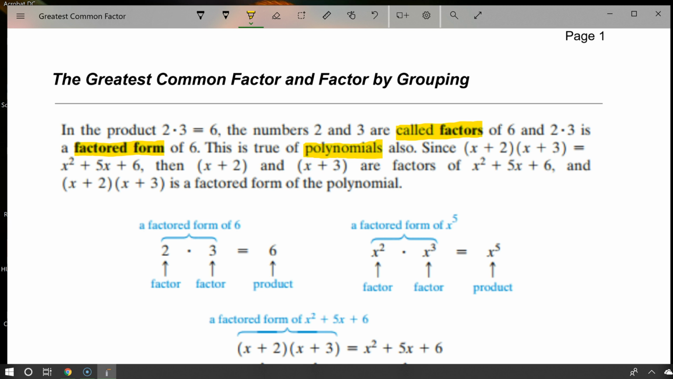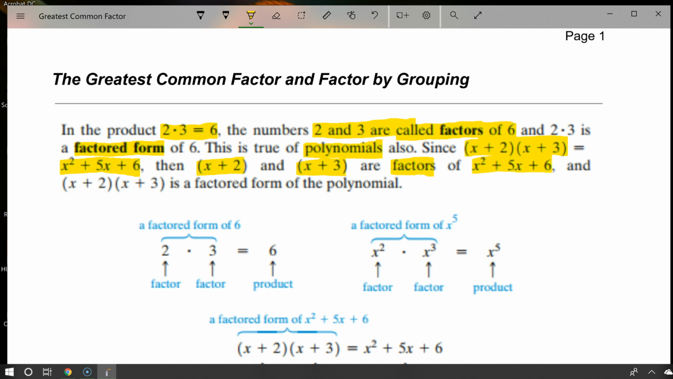And I'm going to read this here. It says, in the product 2 times 3 equals 6, we know that 2 and 3 are called factors of 6. And 2 times 3 is a factored form of 6. We can also say this is true for polynomials. The example given in this paragraph is x squared plus 5x plus 6 is equal to x plus 2 times x plus 3. We're saying that x plus 2 and x plus 3 are what we call factors of x squared plus 5x plus 6.